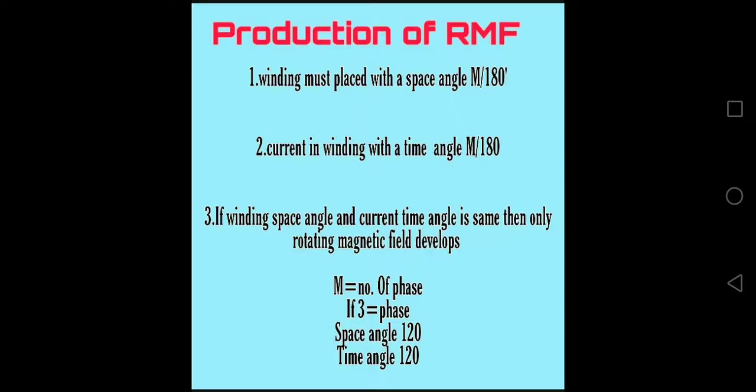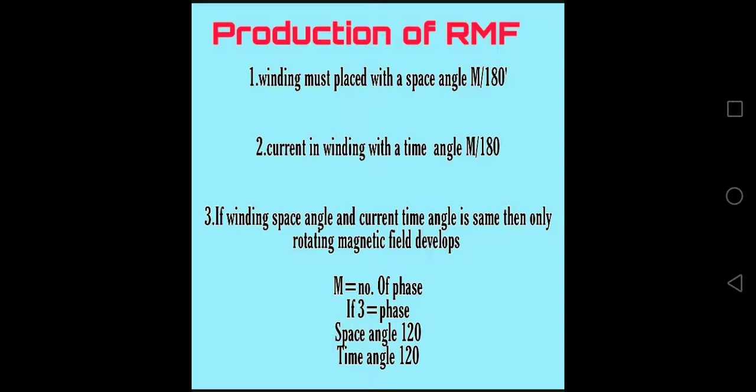If the winding space angle, that means condition 1, and the current time angle, that means condition 2, are the same, then only a rotating magnetic field will be developed. Substituting in condition number 1, m equals the number of phases. That means if the number of phases m equals 3, then for 3 phases the space angle is 360 by 3 degrees.